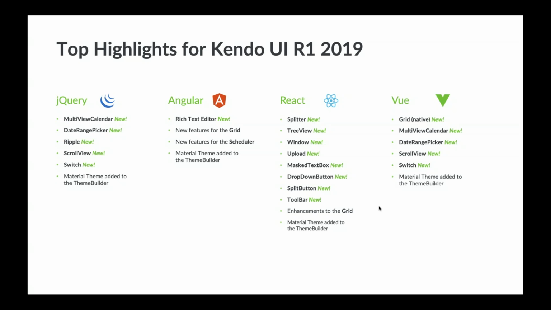On the React side, we added 7 new components. That's a ton of components, so you'll be able to really take advantage of starting to bridge that gap now between what we have on the jQuery side and what we have on these native React component libraries that we have here. We've added enhancements to the grid, including the frozen columns, which I know is a big deal for folks, so you'll be able to see that in some of our demos.